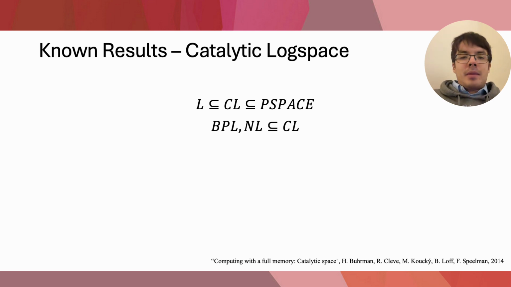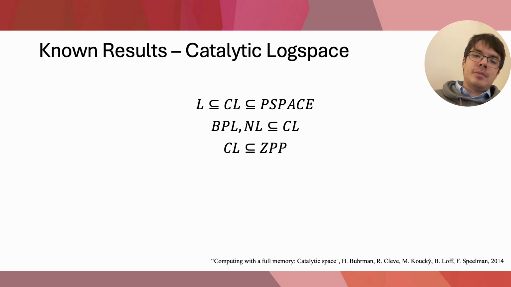However, perhaps surprisingly, better bounds can be found. In particular, it can be shown that BPL and NL are contained in CL. Furthermore, CL can be shown to be contained in ZPP. ZPP is conjectured to be equal to P. Both of these bounds seem to be stronger than the trivial bounds. ZPP is often assumed to be significantly smaller than PSPACE, and BPL and NL are often assumed to be larger than L.